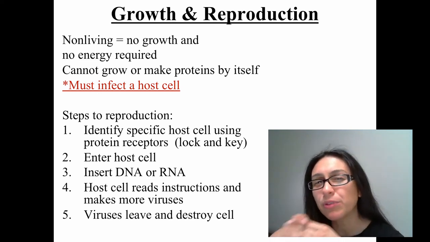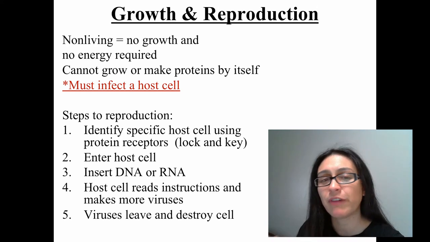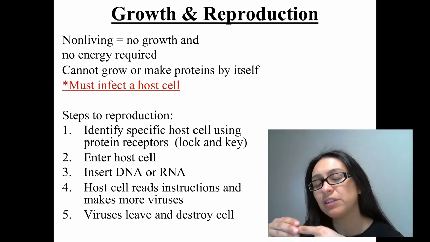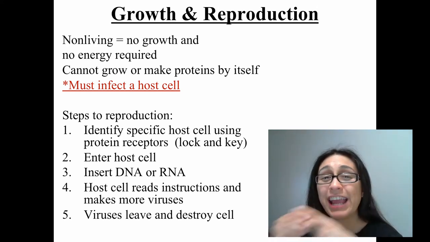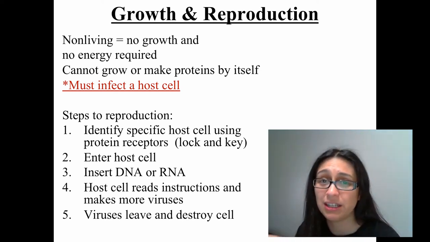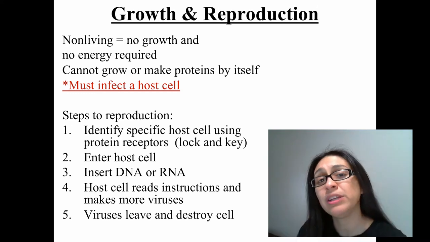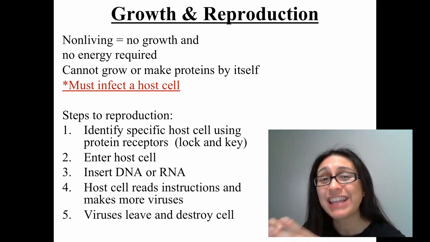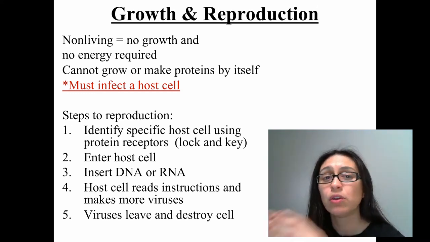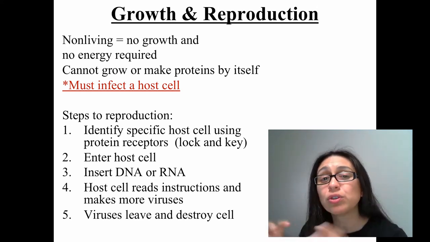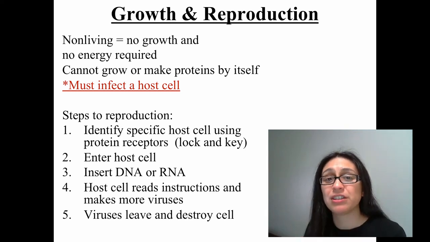Step 2 and step 3, it's kind of blurred. It depends on what type of virus you're looking at. So once it's identified its host cell, then it's either going to enter the host cell or inject its DNA or RNA. In any case, the virus's DNA or RNA gets put into the host cell. And once that occurs, the host cell reads the instructions. The host cell reads the DNA or RNA and then starts putting together and making more viruses for the virus. So your cell, your own personal cells, actually start building viruses for the virus.